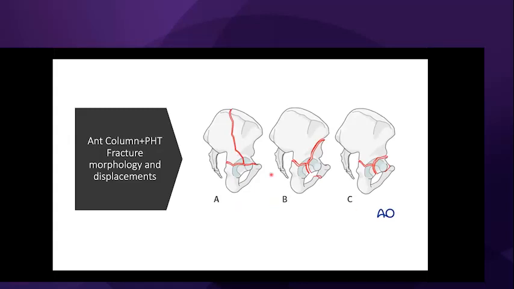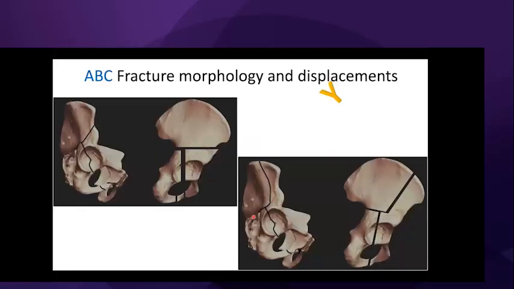These are the types of the associated anterior column with the posterior hemitransverse. This is a high one, type A, passing through the iliac crest. This is a low one, between the anterior superior iliac spine and the anterior inferior iliac spine. And this is a very low anterior column with posterior hemitransverse. These are the types of the associated both column fracture. This is a T type, and the more common is the Y type.